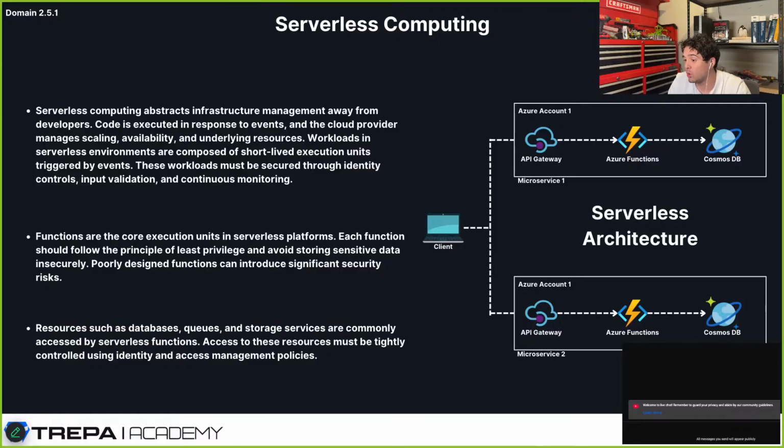This differs from what we would call monolithic web architecture, where we had things on a single web server. Serverless computing abstracts infrastructure management away from developers, and code is executed in response to events, and the cloud provider manages scaling, availability, and underlying resources. Yes, there's still a computer somewhere, right? There's still a server somewhere, but it's abstracted from you. You don't care, you don't know about it, and you shouldn't need to know about it. You're just deploying code. That code's compatible with this serverless environment that you're interacting with, and that's it.